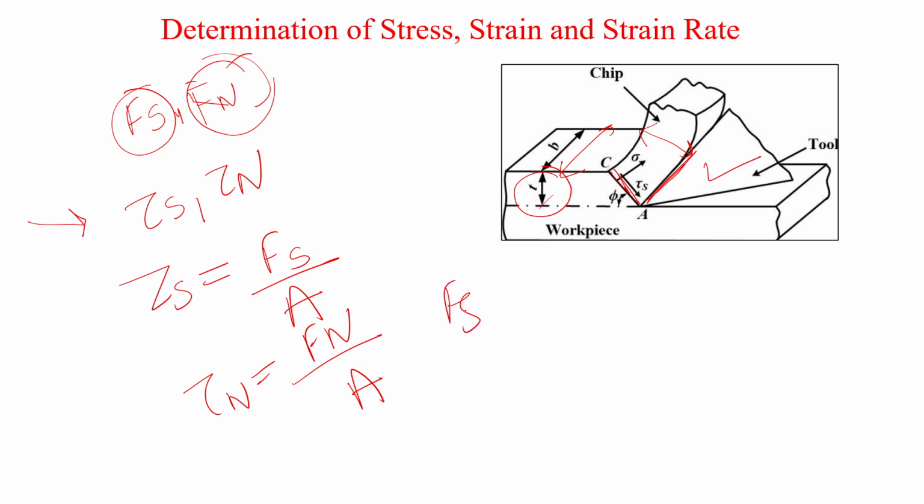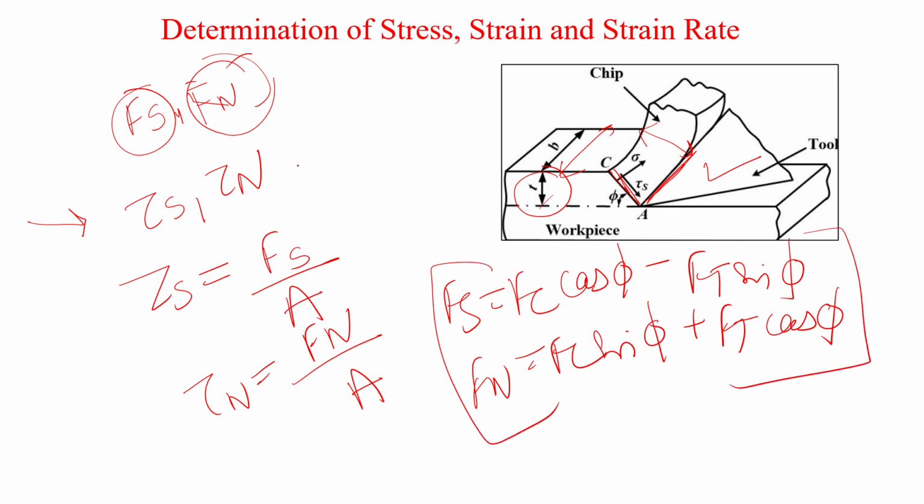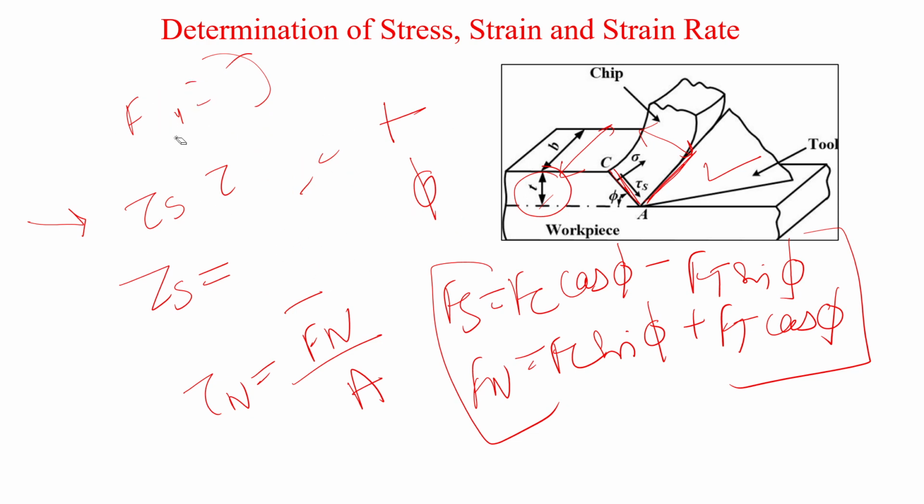And we know from the Merchant diagram that Fs is Fc cos phi minus Ft sin phi, and Fn is Fc sin phi plus Ft cos phi. So putting that in, we can find the value, and the area is Bt by sin phi. All this we have discussed already in the Merchant diagram. You just need to put in the formulas and find these stress values.